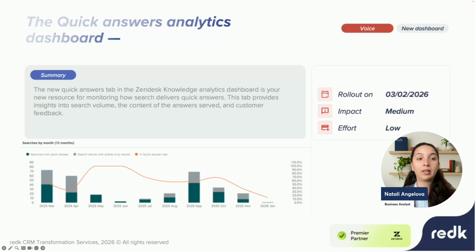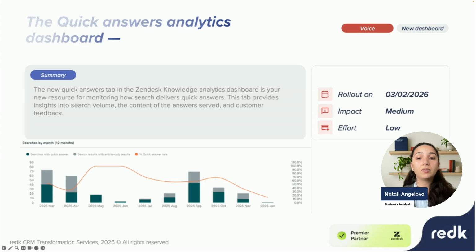We have just one announcement in regards to this product, which is the Quick Answers Analytics Dashboard. Zendesk have added the new Quick Answers dataset and Quick Answer tab to the pre-built Zendesk Knowledge Analytics Dashboard. The tab provides more transparency into how search delivers quick answers and the effectiveness of those. All Zendesk Knowledge customers will see the Quick Answers dashboards regardless of whether they have used the feature yet. If the feature is not enabled on your account, the tab might appear empty. But this will be useful for all the customers who have enabled Quick Answers.